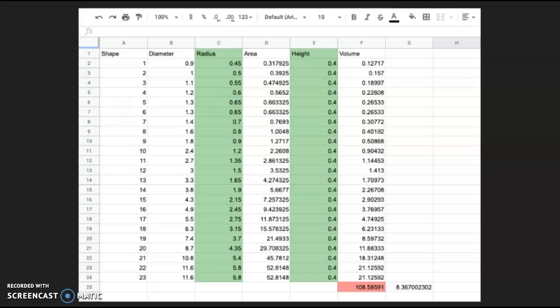So I went ahead and used the actual height of the carton, which was 0.4 centimeters, and I got the volume. Then once we added that, we got 108.59 centimeters cubed, but since we had to divide that down to the units that we used, which in my case were 2.35 for the semicircles, I got that the volume was going to be around 8.37-ish cubic centimeters.